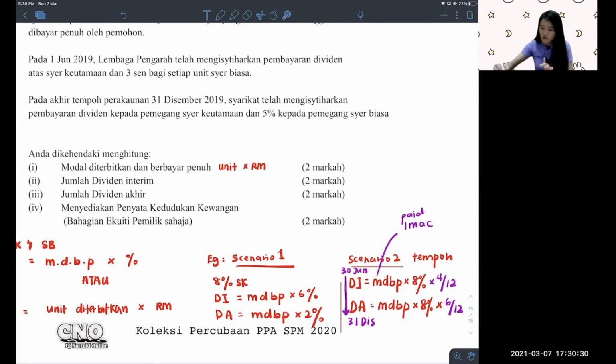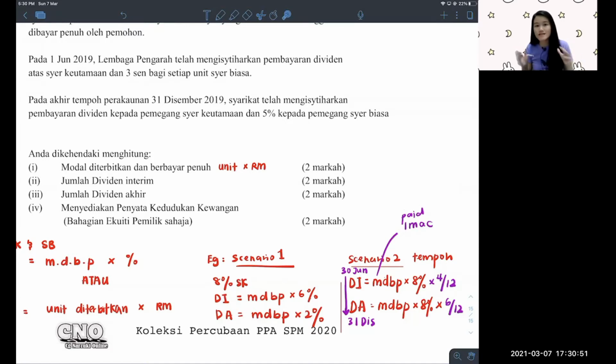Then it is not total 12 months. What? Logic lah. You paid on 1st March. What do you expect? You think you can get January and February? Of course not. This year, you can only get 10 out of 12 months. That's why here, you only get 4 months for dividend interim, 6 months for dividend arcade. So the tempo is always like this.